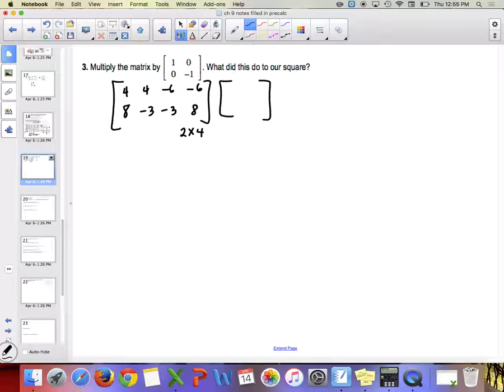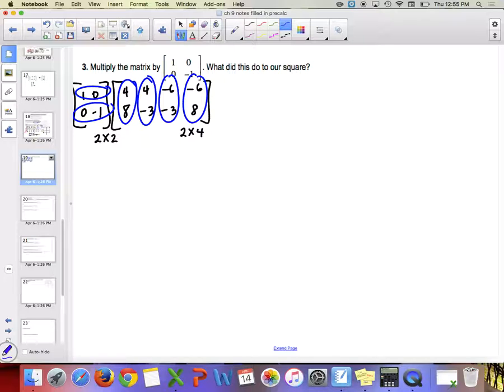So if I'm multiplying, do I put it here? Can that work? No. So where do I have to multiply it by? I have to multiply it in the front. So I'm going to do 1, 0, 0, negative 1. So I do a 2 by 2. I always set mine up the wrong way, and then I'm like, oh, I have to erase. All right, so rows, columns, and we multiply. I'm going to get a resulting matrix that is still a 2 by 4.